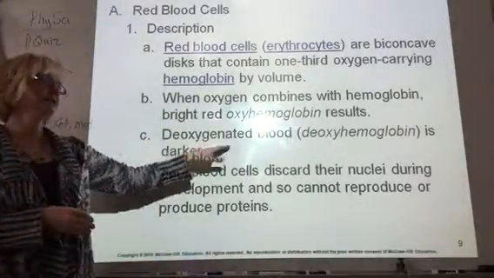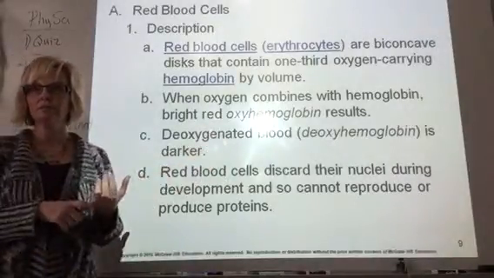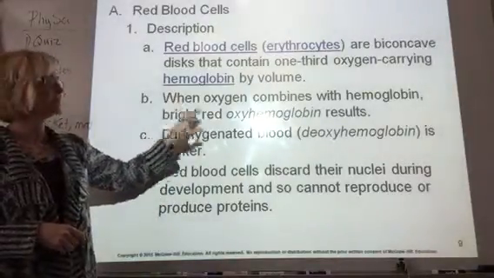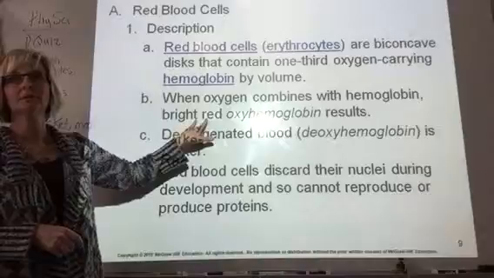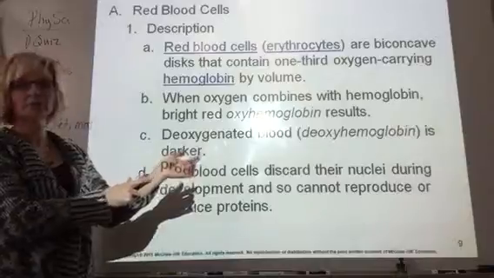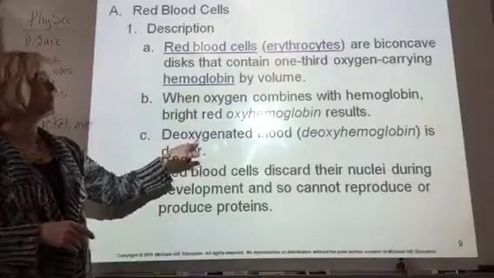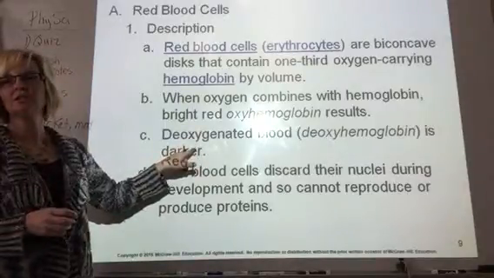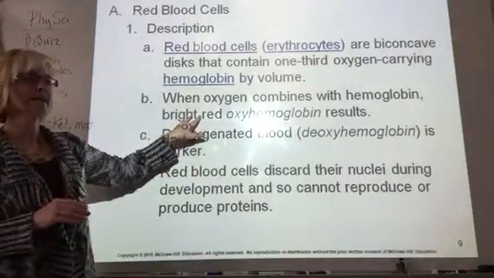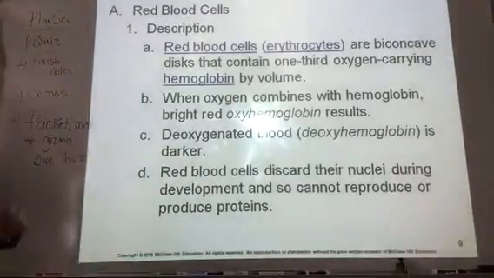Deoxygenated blood is called deoxyhemoglobin. So when you look at pictures, arteries are red, veins are blue. Arteries are oxygen-carrying vessels. They will have that bright red color. In reality, your veins are not blue. They look blue because your skin kind of decolors it a little bit. The blood that doesn't carry oxygen is a darker reddish purple. It's not as bright red as the blood in an artery, but it's also not blue.